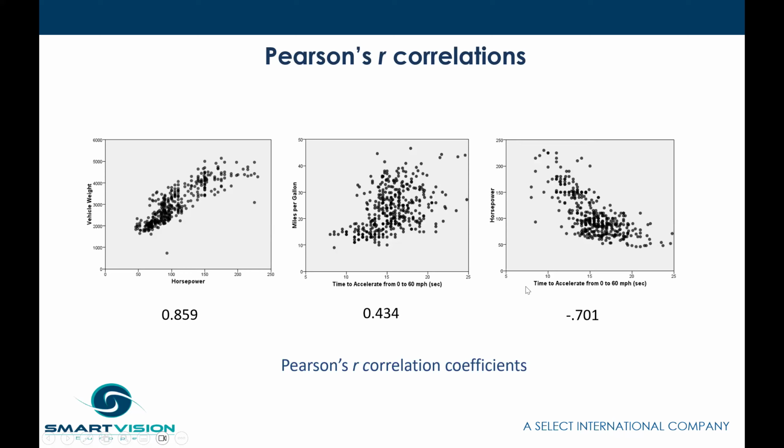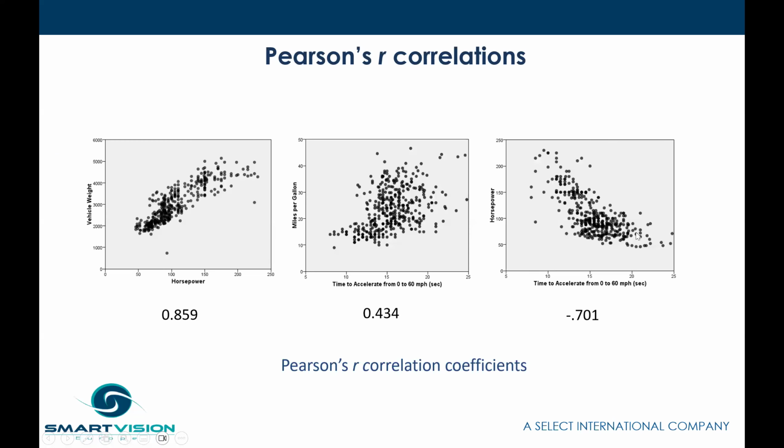So it could be like blood alcohol against reflex reaction time. You'd get a negative correlation there. It wouldn't mean that -0.7 is weaker than 0.7. It's exactly the same strength. It's just that the direction is different.